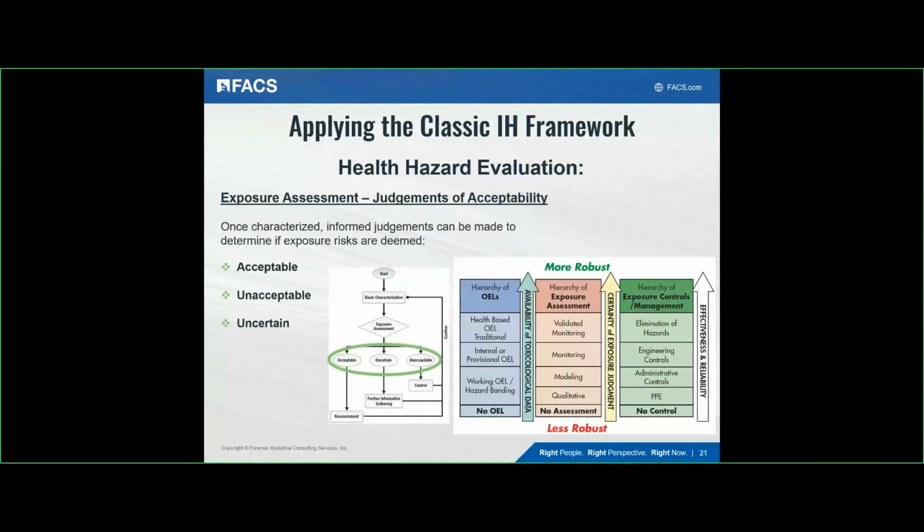So judgments of acceptability, right? We've worked through our basic characterization, we're performing our exposure assessment, we've characterized our risks, and now it's time to determine their acceptability. They'll either be acceptable, unacceptable, or uncertain, and that's okay. The more acceptable, the more confident you are in your decision. The more uncertainty that you're faced with increases the need to gather further information, oftentimes through additional monitoring and collection of data.